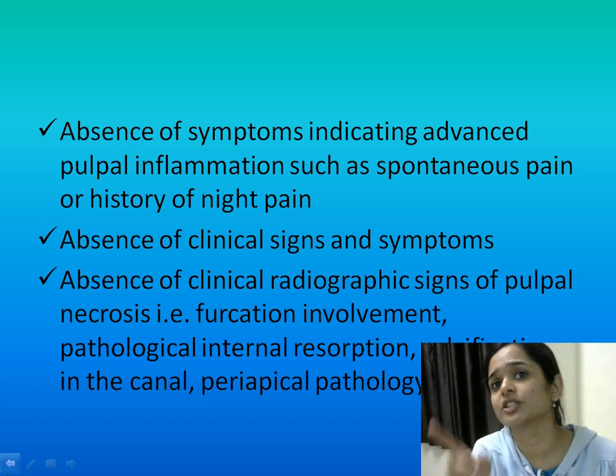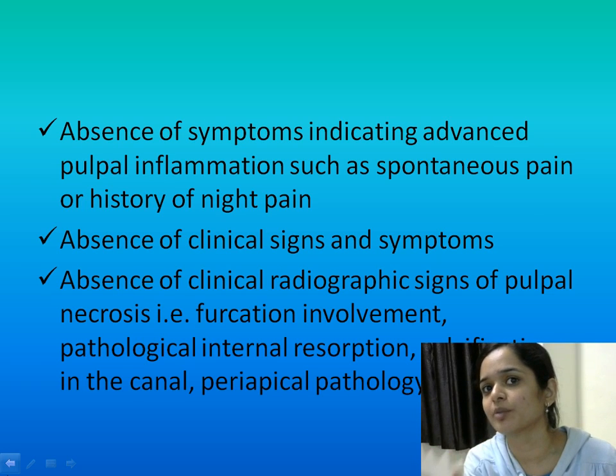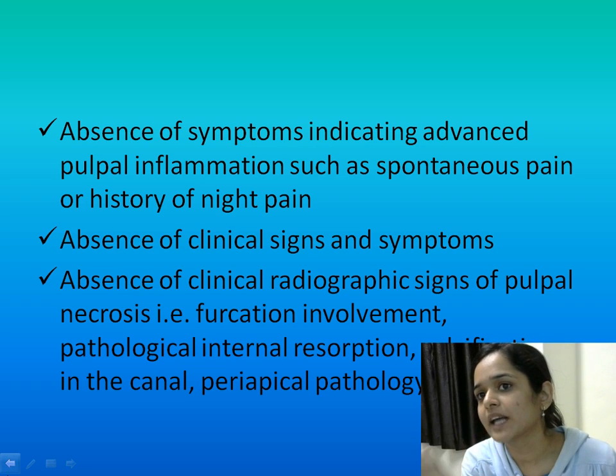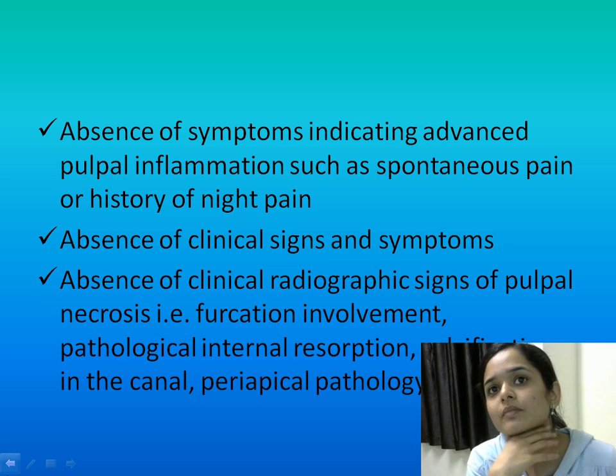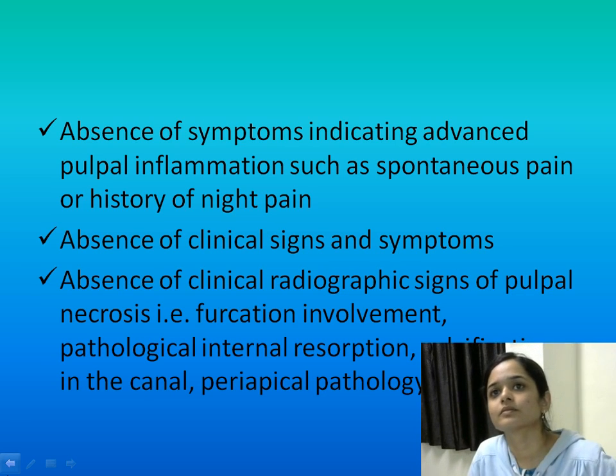These should not be there. Furcation involvement should not be there. Internal resorption should not be there. Calcifications. These are all the signs telling that the inflammation and infection is chronic. When there is resorption, calcification, or furcation involvement, or periapical pathology, you know that the infection is chronic and a long-standing one, and you cannot go ahead with pulpotomy. Okay?